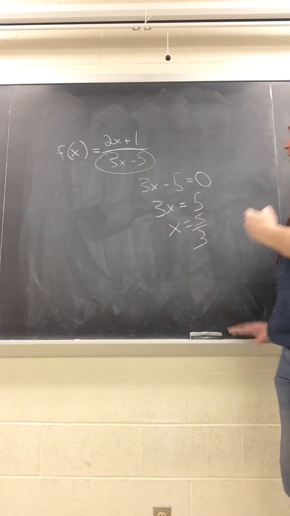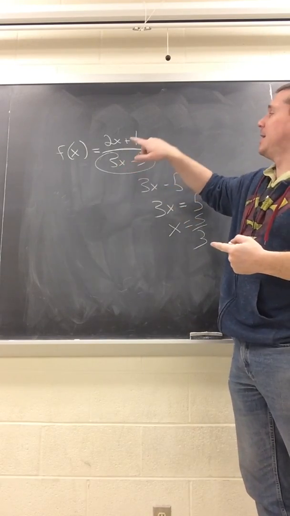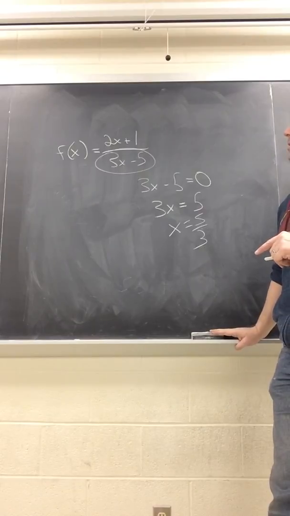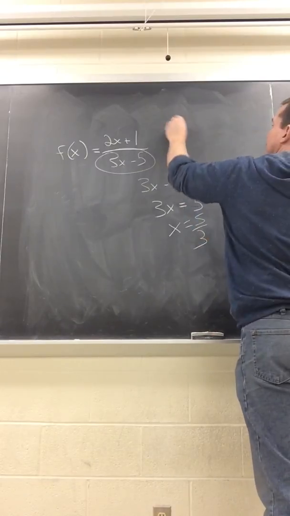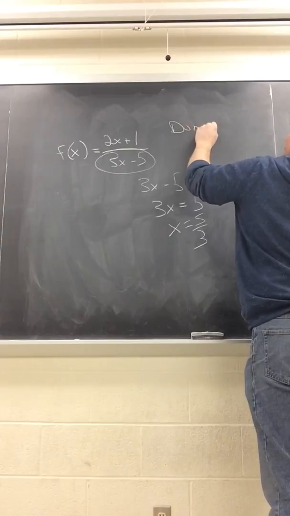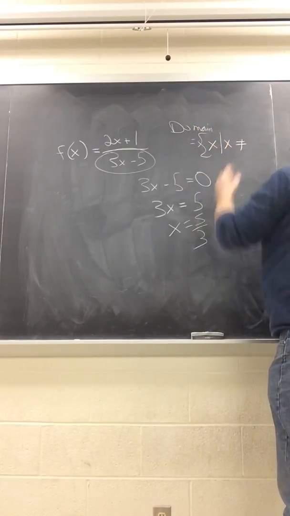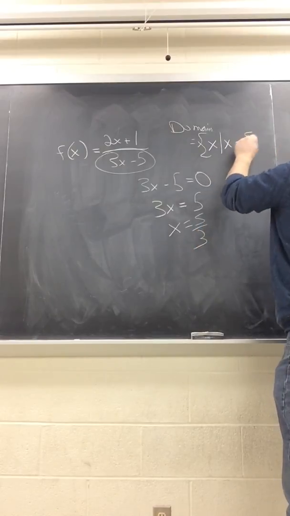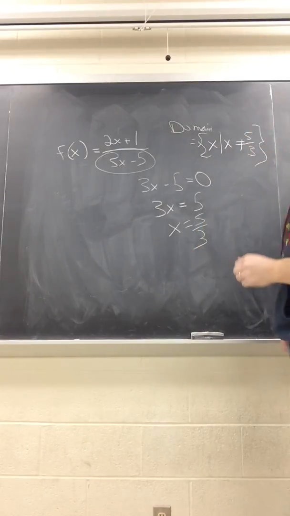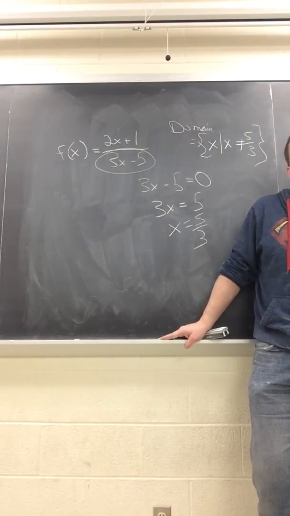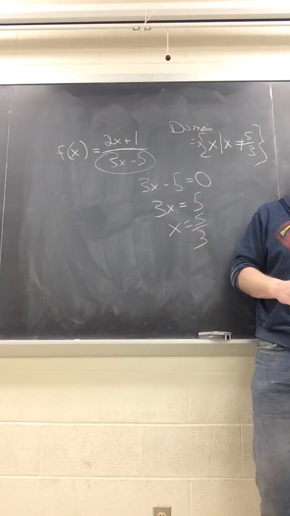Which means if I plug in x equal to 5/3 into this, that will become 0, and I'll be dividing by 0, which I can't do. So then what's my domain? The set of all x's such that x is unequal to 5/3, the x I found. And there we go. As far as it goes, that's all you have to do. If you have a fraction with an x in the denominator, set the denominator equal to 0, and that will tell you the x's that can't be in your domain.